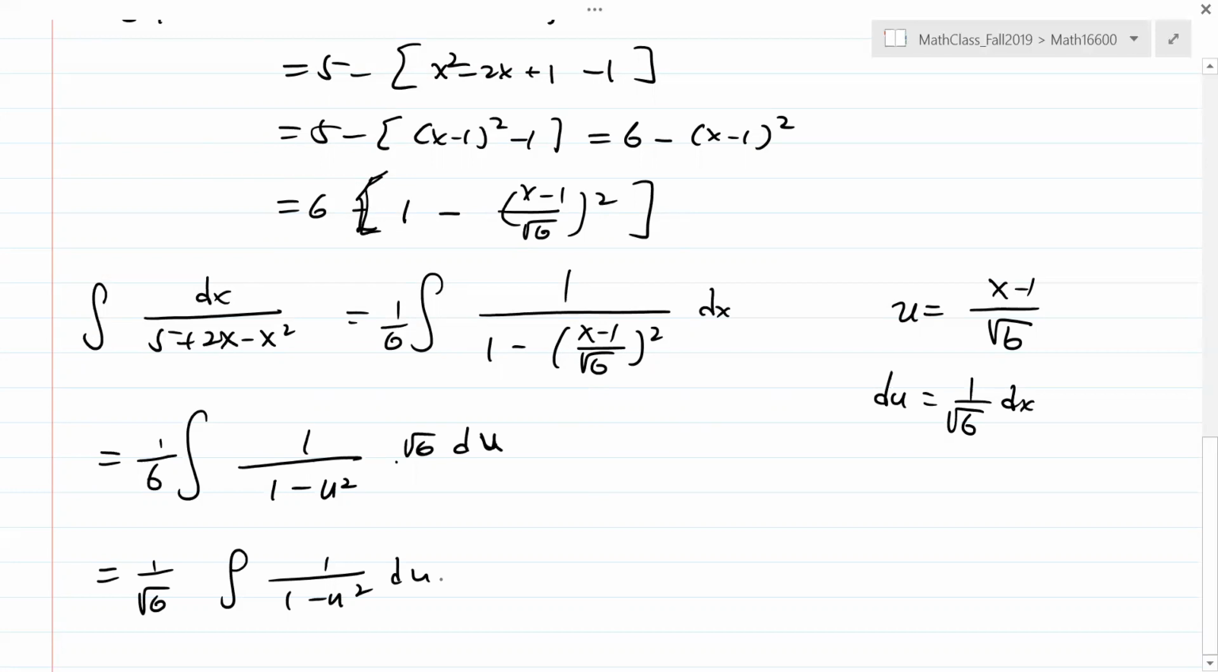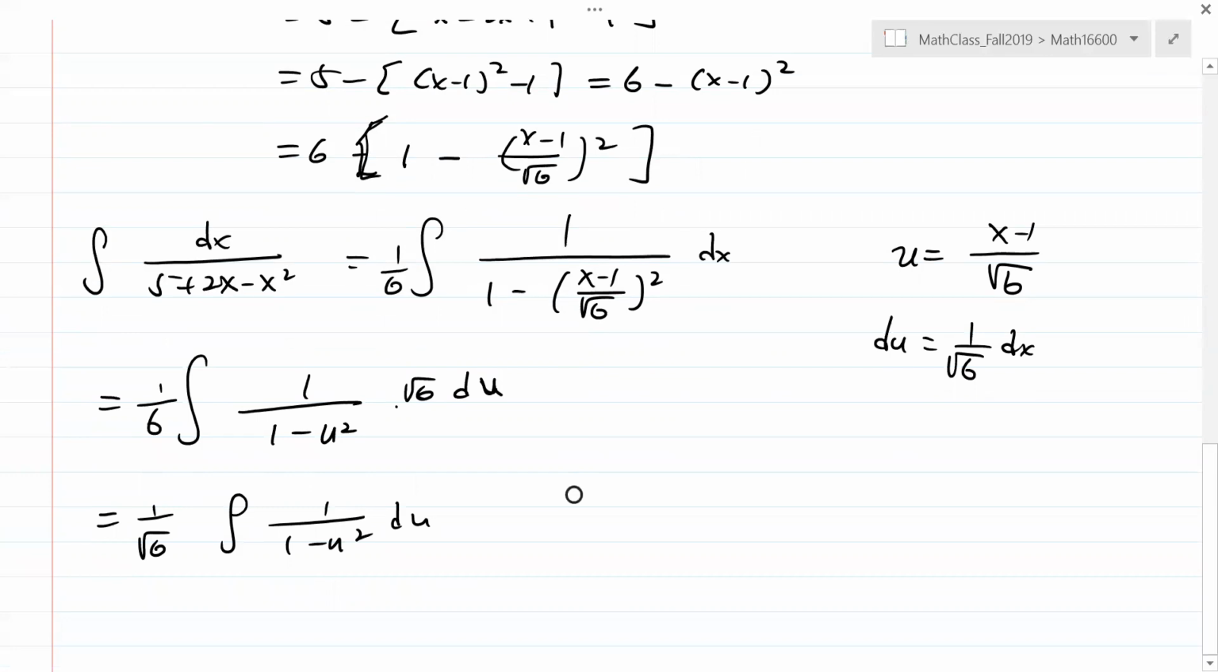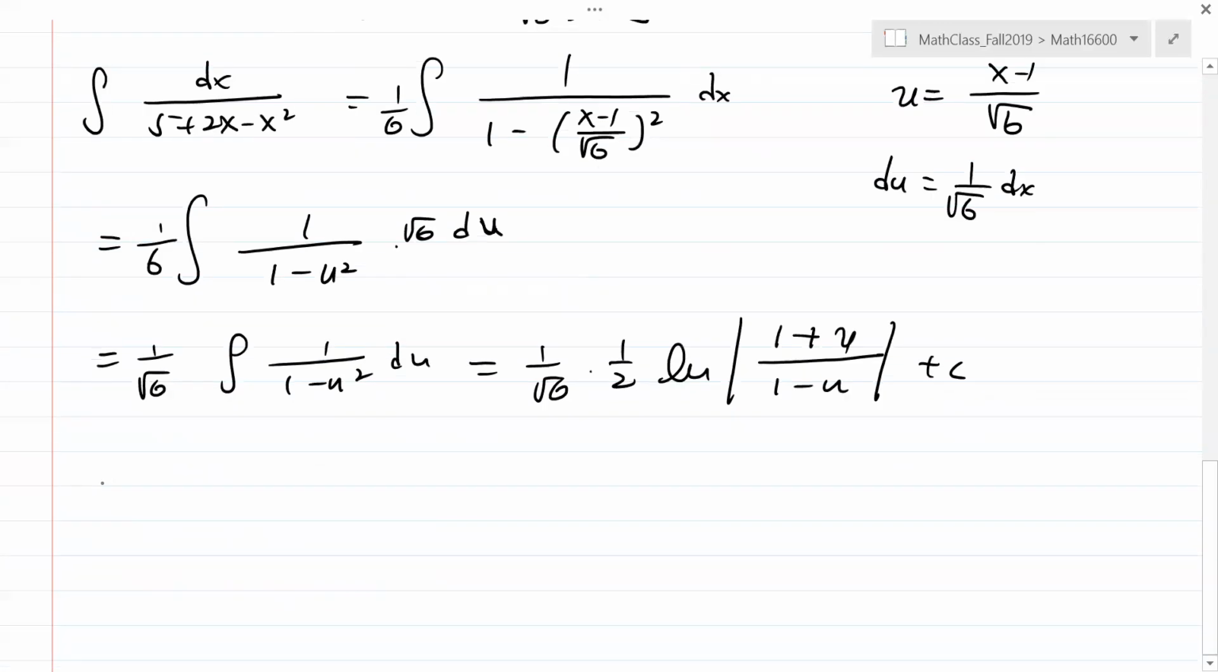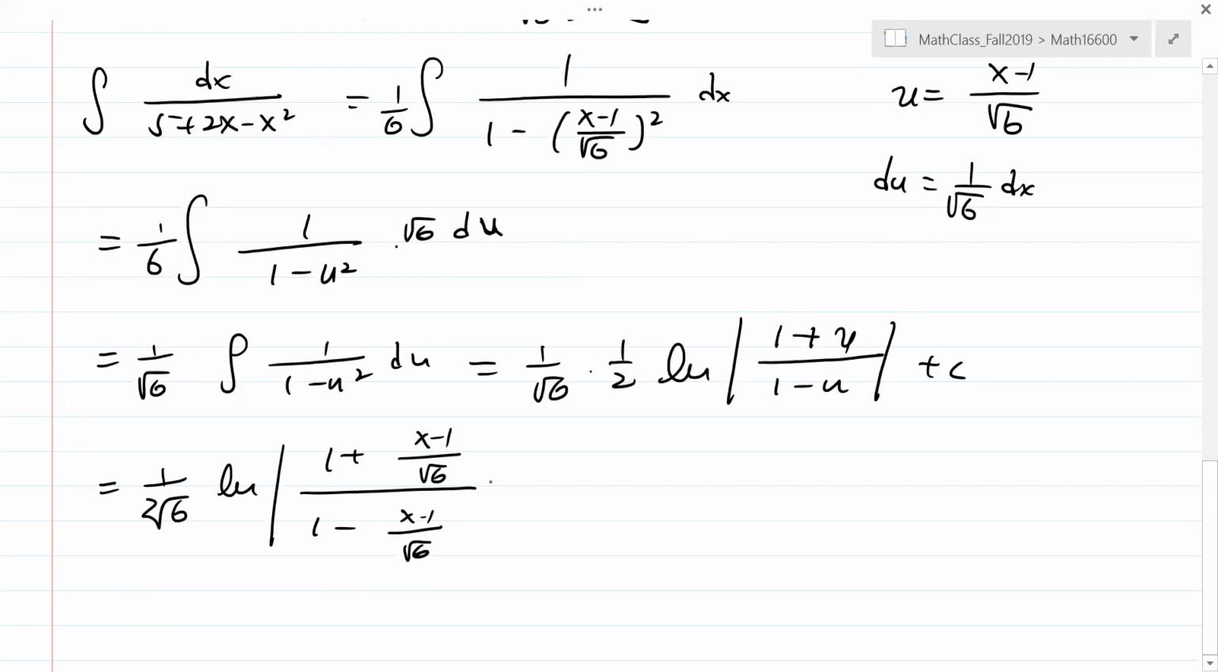If you don't want to assume absolute u is less than 1, then you put the absolute value symbol there. It's the log of 1 plus u over 1 minus u, plus constant. Then, substituting back, 1 plus x minus 1 over square root of 6, over 1 minus x minus 1 over square root of 6. This is the answer.